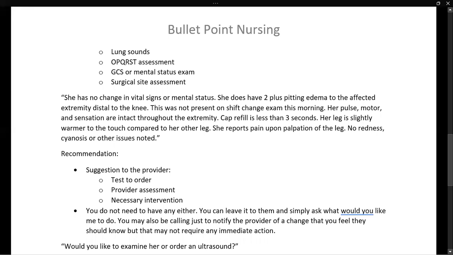You do not have to provide a recommendation. You can say, what would you like me to do? Or is there any order you have for me at this time? You may also be calling just to notify the provider that there's been a change and it's completely on them what they would like to do. For example, if the patient is post-op and develops a fever, the provider may just want to be aware of it and take an appropriate course of action that they determine.